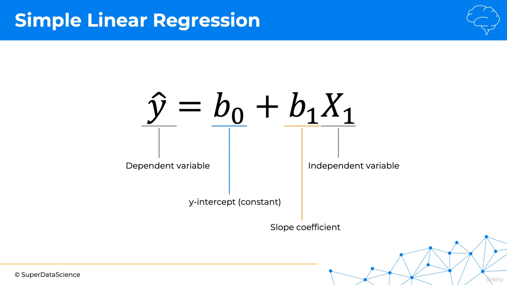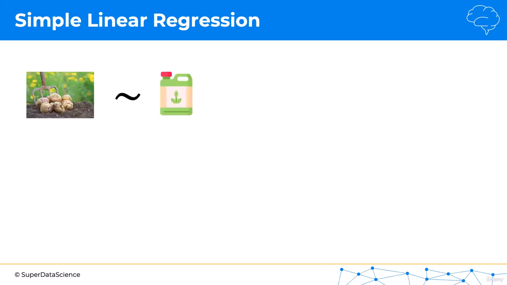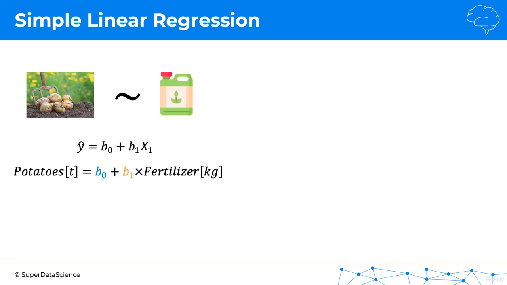Now, to make things more fun, we're going to use that example we mentioned about predicting the output of potatoes on a farm based on the amount of fertilizer that we use. So here's our equation, and if we modify it to fit our example, it will look like this. And let's say that we ran the simple linear regression algorithm and it came up with the following values. B0 equals 8 tons and B1 equals 3 tons per kilogram.